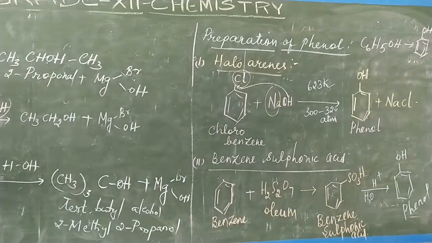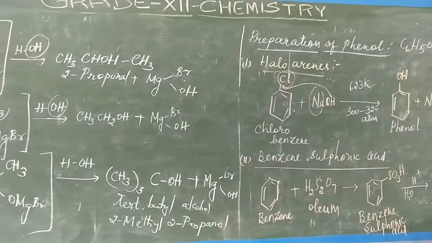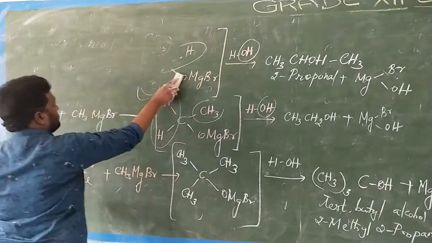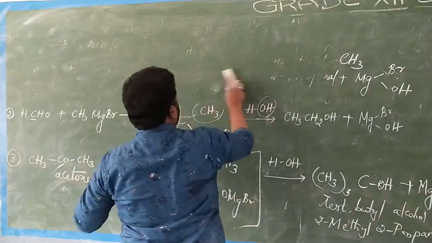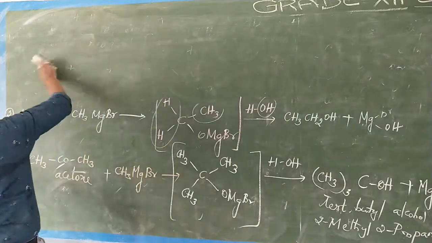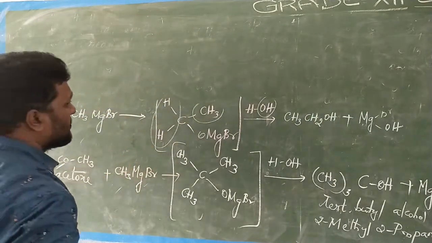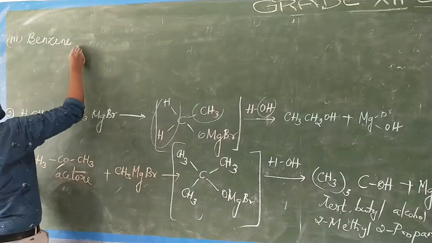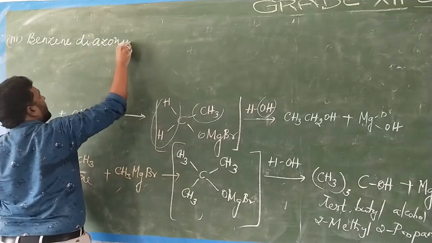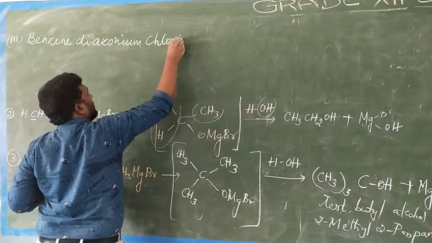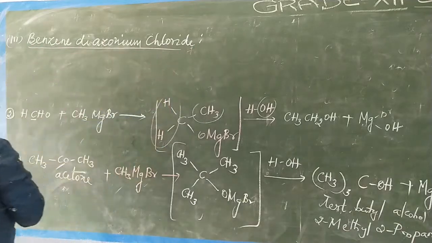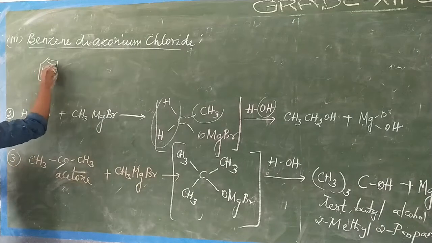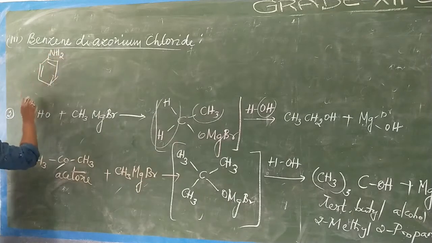Now coming to the third reaction, a very important reaction: phenol can be prepared from benzene diazonium chloride. So from benzene diazonium chloride, let's see now. To prepare benzene diazonium chloride, I have to take aniline, C6H5NH2. This is called aniline.